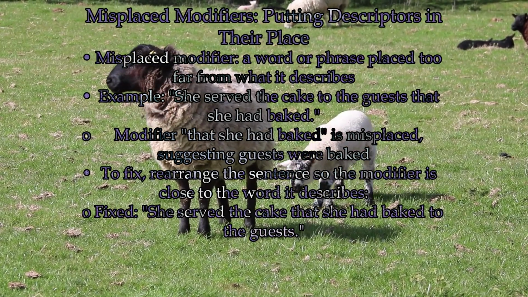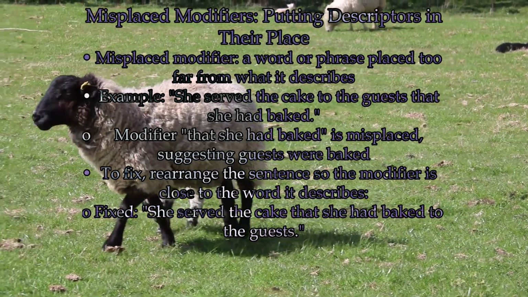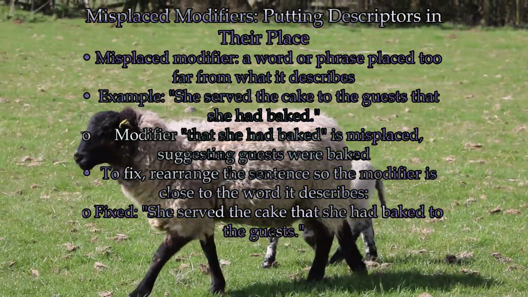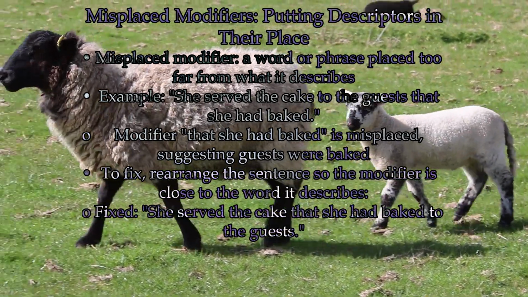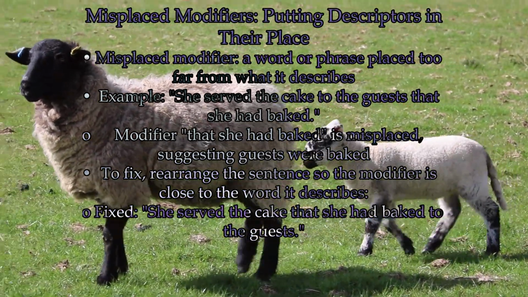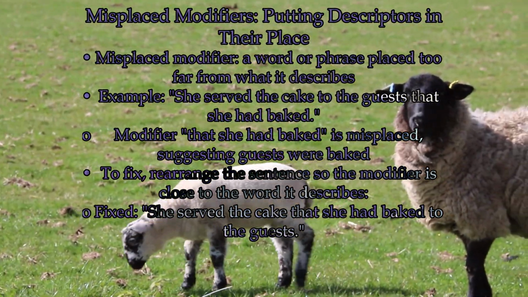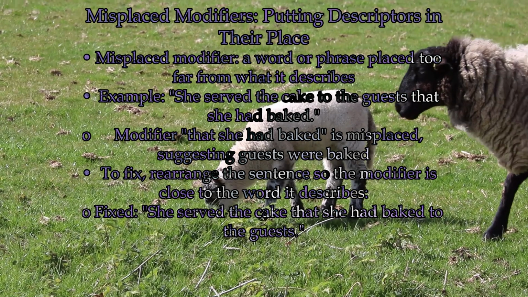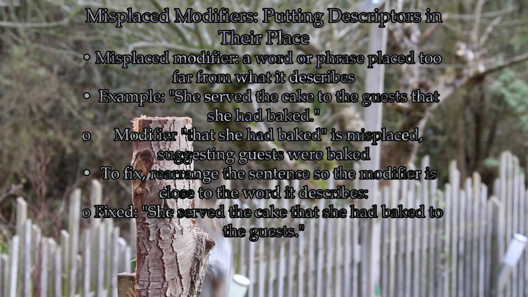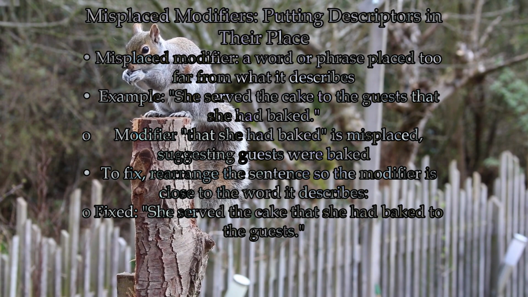Part 4. Misplaced modifiers. Putting descriptors in their place. Picture this. You're at a party, and you overhear someone say, "I saw a man on the beach with binoculars." You might wonder, was the man holding the binoculars, or did the beach have binoculars? This confusion arises from a misplaced modifier, a word or phrase that is placed too far away from the thing it's meant to describe.